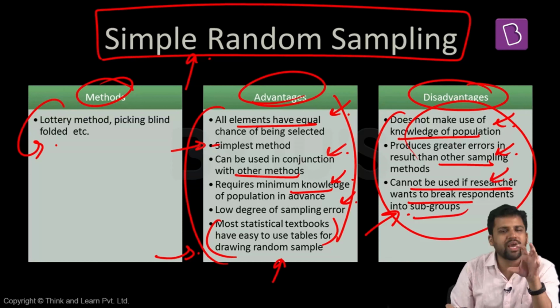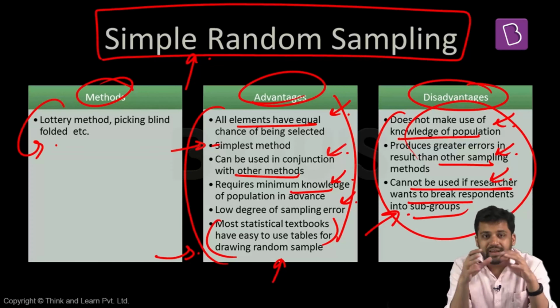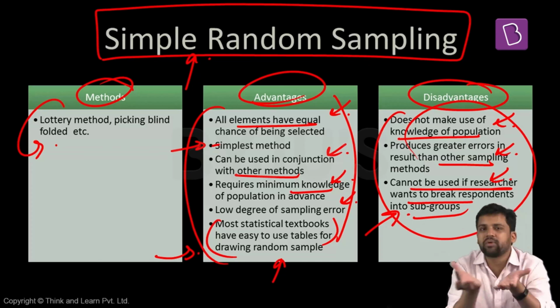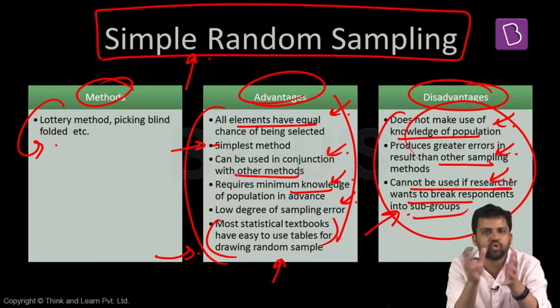And again, you cannot use this method if you want to study subgroups in a population. There can be different sections of the population, and if you want to make your sample more representative, you should have representation from different subgroups. But since you are picking up your sample randomly, you will not get an idea about these subgroups. So those kinds of details will not be studied here.